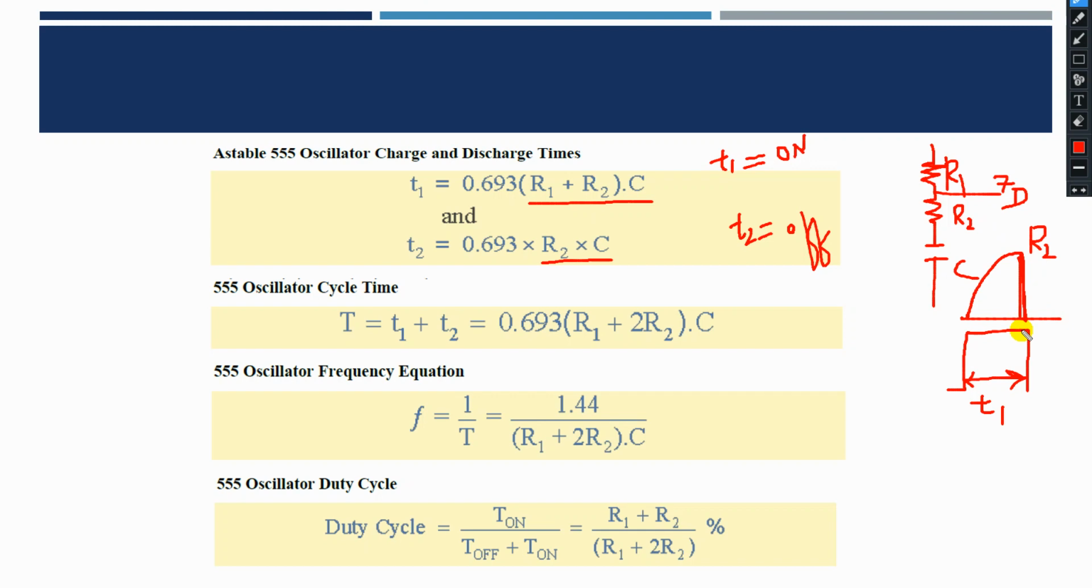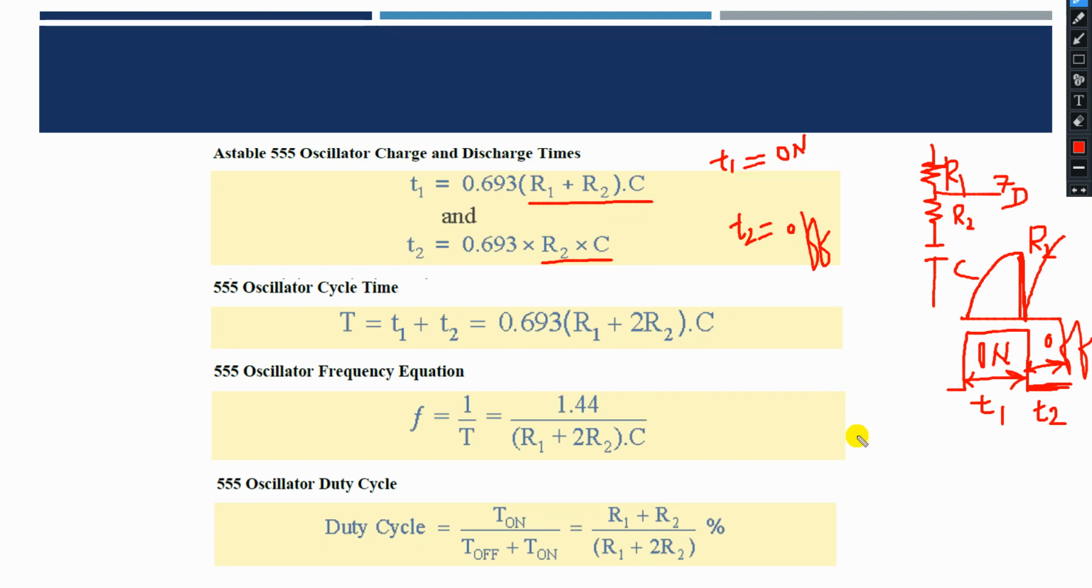Now it starts discharging, your output goes to 0, and until the next cycle starts charging, your output remains 0. This is called T2, the off condition. This is called the T on condition, and this is called the T off condition. So both T1 and T2 can be of 50% duty cycle, or it can be 50-25%, or it can be 50-75%.